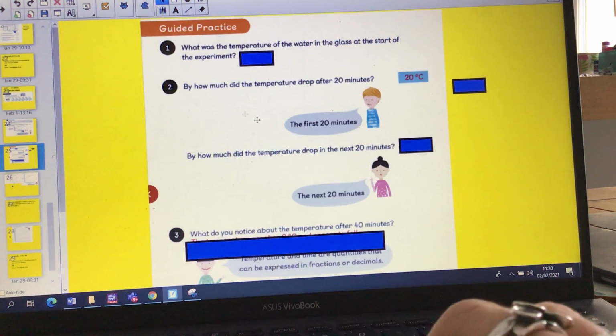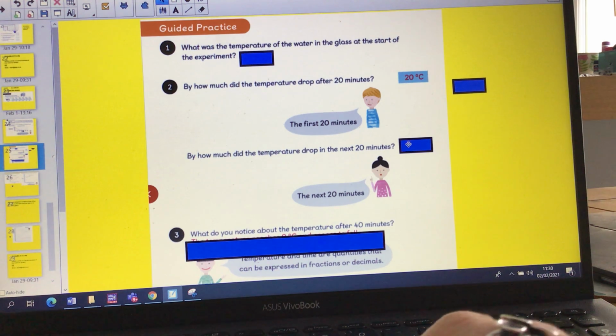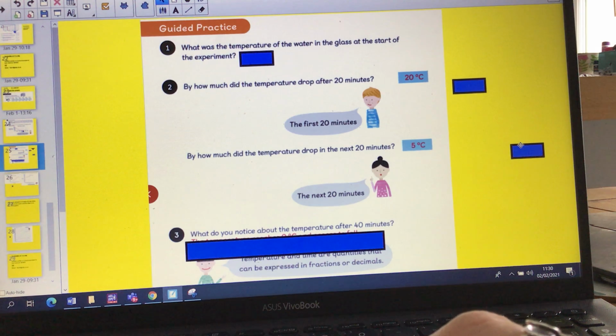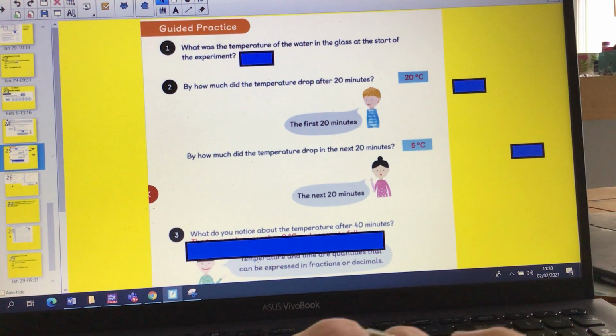How much has it dropped? 5 degrees. It's gone from 5 degrees to 0. So it's dropped by 5 degrees. What do you notice about the temperature after 40 minutes?